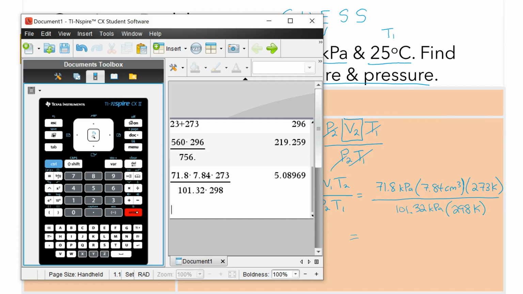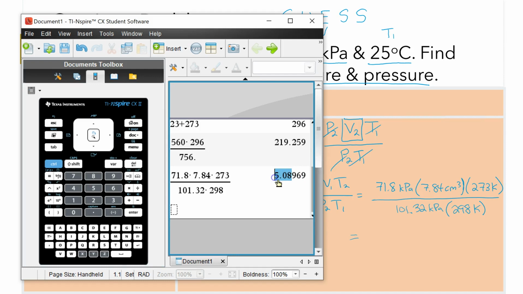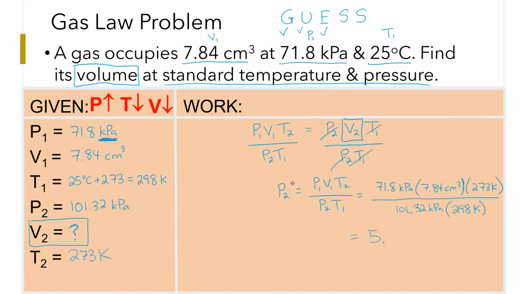5.08969. To round to my appropriate sig fig, I always count the fewest, or see which number has the fewest sig fig. So that number to me looks like to be 3. So I'm going to round my answer to 3 sig fig. So I'm going to highlight it. I have 3 sig fig. Since this is a 9, I'm going to round that 8 up to a 9. So my answer is 5.09.